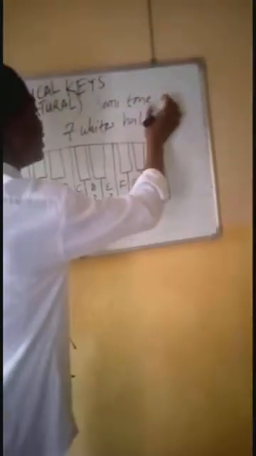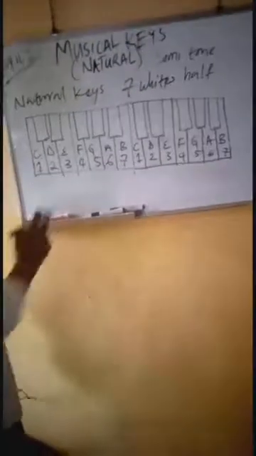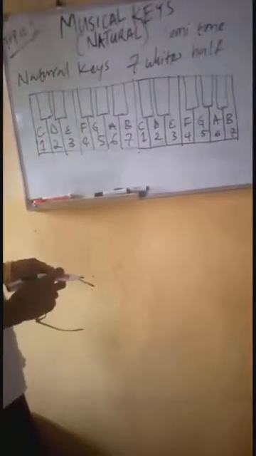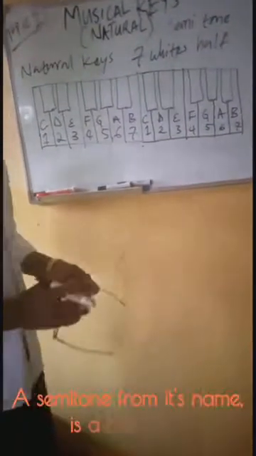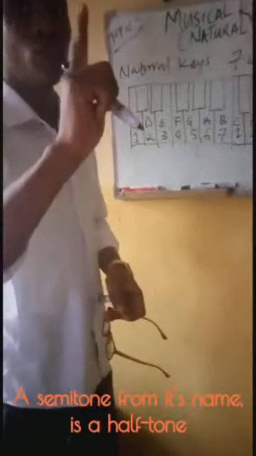Now a semitone, from its name, semi means half, or semitone means half tone. So if from here to here is a half tone, from here to here is a half tone, then a full tone should be an addition of two halves to give you what, one full tone.